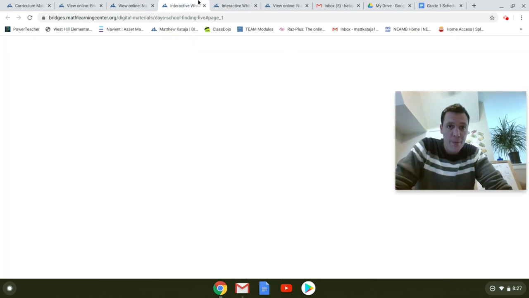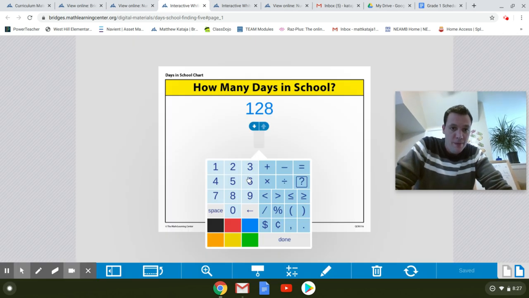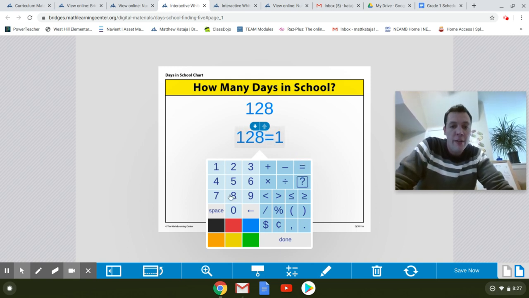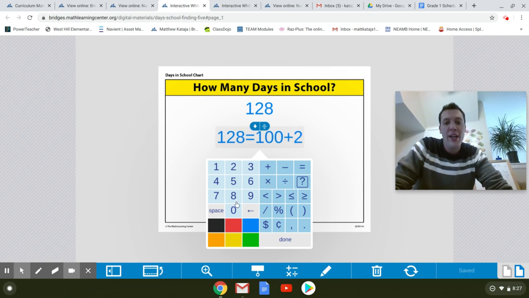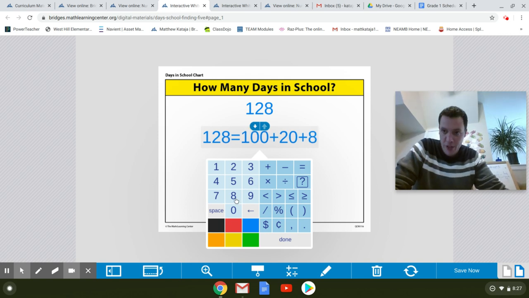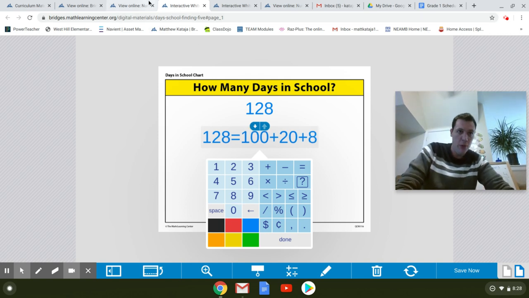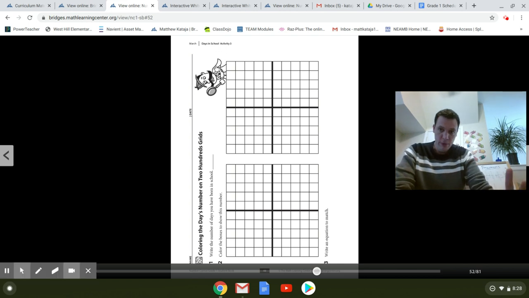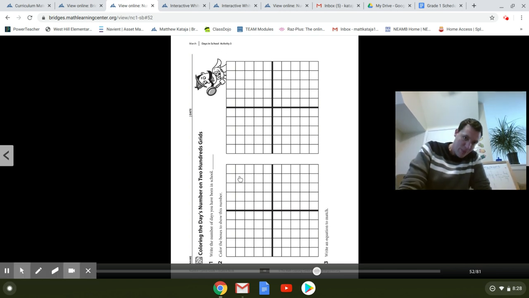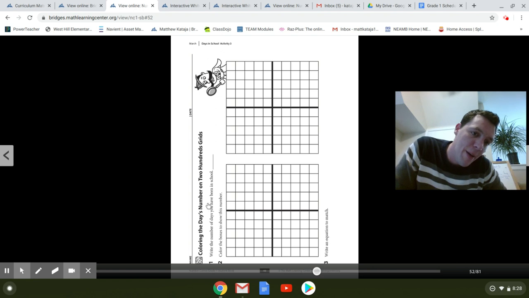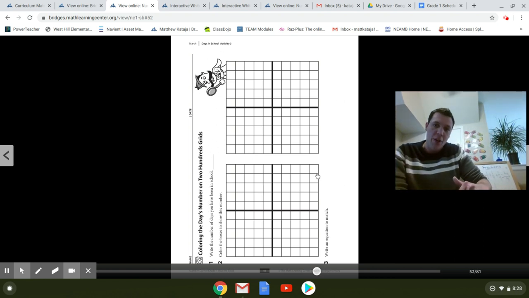Days in school. Ready? And this is important because it'll be part of your sheet that you have to do. So we've been at school for 128 days. I'm breaking it into tens, hundreds, and ones, such as that. Now you will need to graph the days in school. So you'll have to color the day's number on the 200 grids. See these grids? These are called hundreds grids.